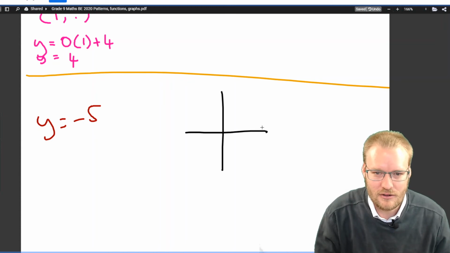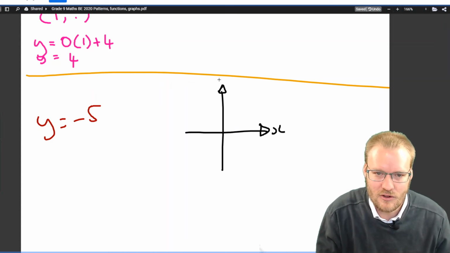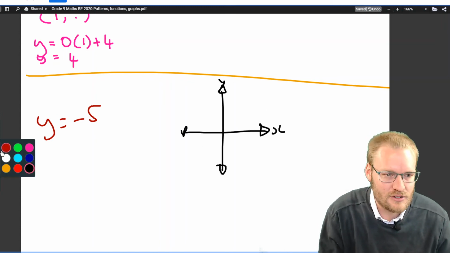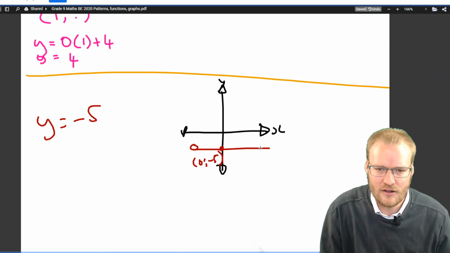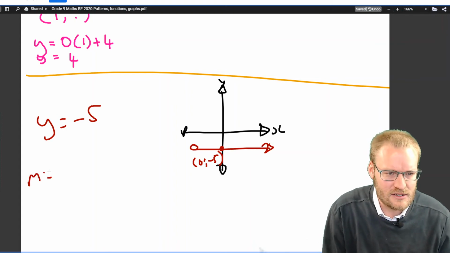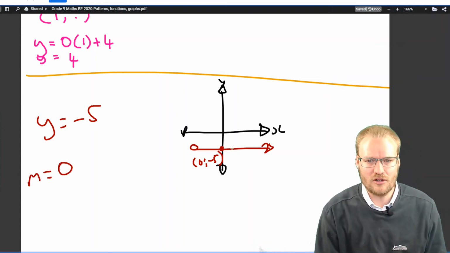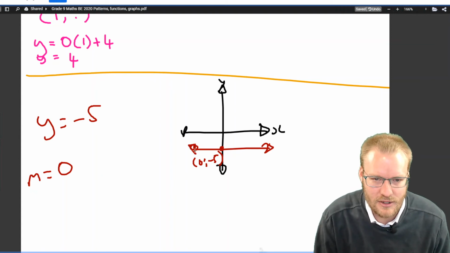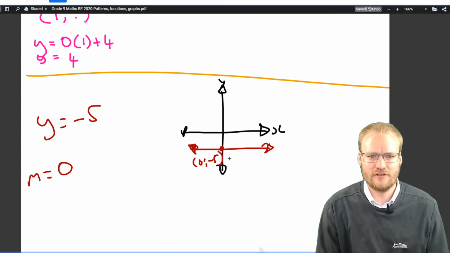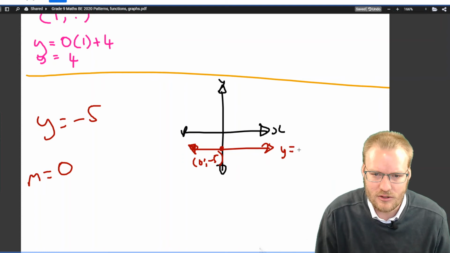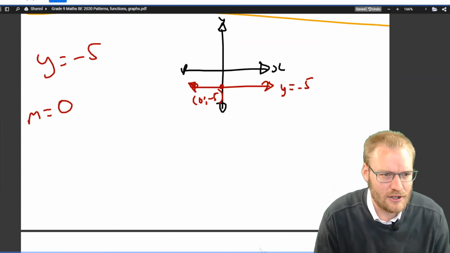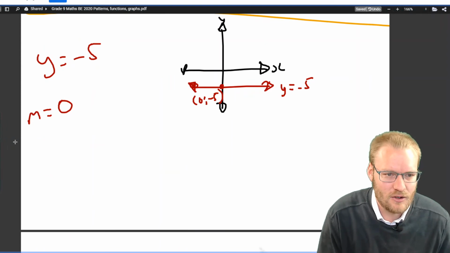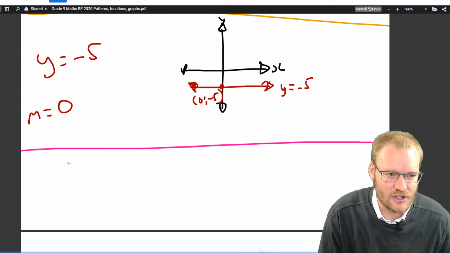So Cartesian plane. X, y. There it is. Y equals -5. Y-intercept is -5 because y is always -5. What's the gradient? Gradient is nothing. 0. It's not going up or down. So it's 0. Let's put a nice arrow in. Y-intercept 0, -5. We'll put it there. Y equals -5. Label our graph. Done.